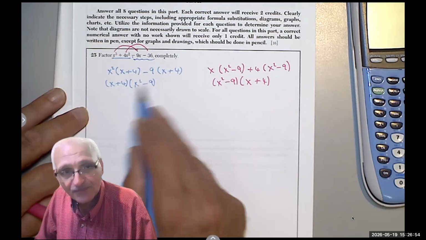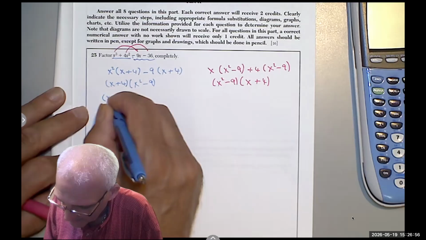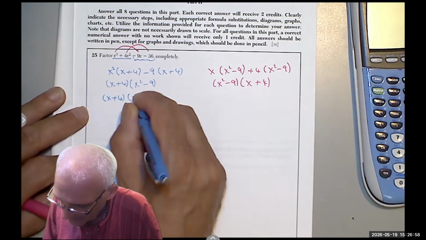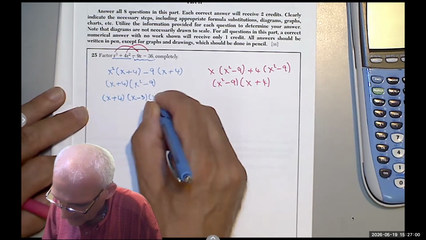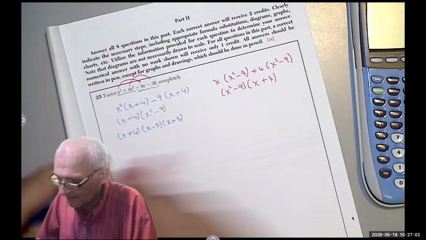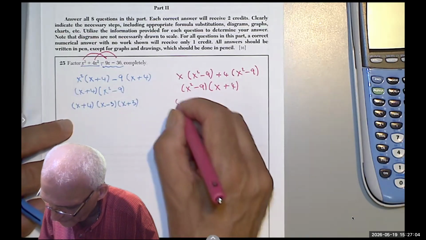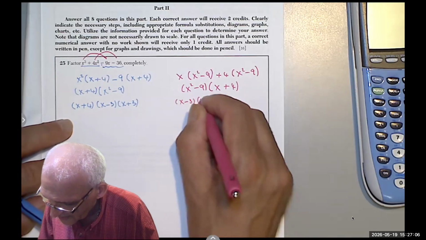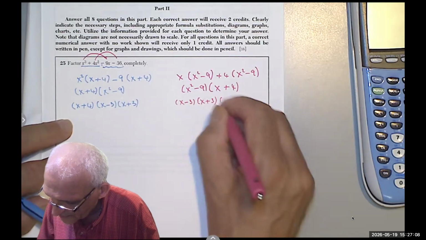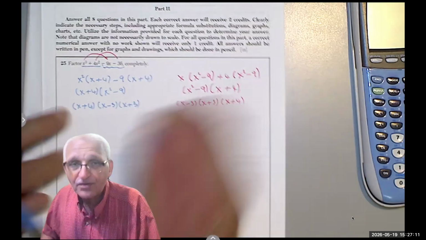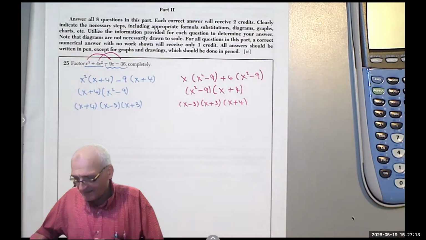So that's a difference of 2 squares. So you end up with x plus 4 times x minus 3 times x plus 3. Here, it's the same thing. You have the difference in 2 squares first, so x minus 3 times x plus 3 times x plus 4. So either or, both of them will give you the same result, and it doesn't take long.